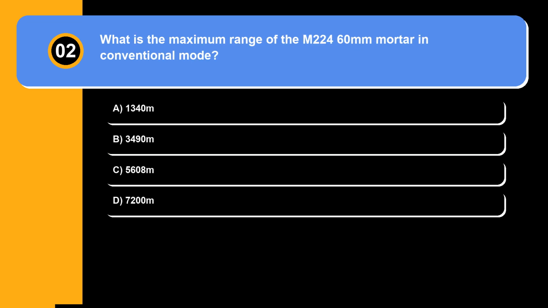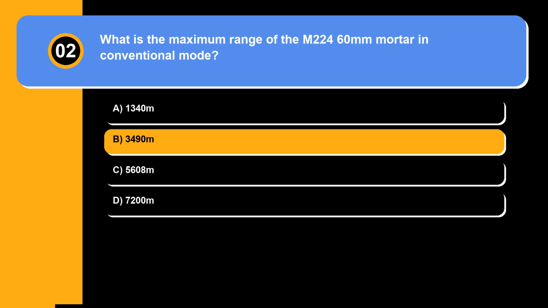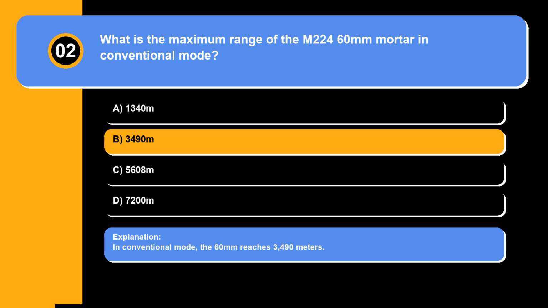Question 2. What is the maximum range of the M2 24-60mm mortar in conventional mode? A. 1340 m, B. 3490 m, C. 5608 m, or D. 7200 m. The correct answer is B. 3490 m. In conventional mode, the 60mm reaches 3,490 meters.